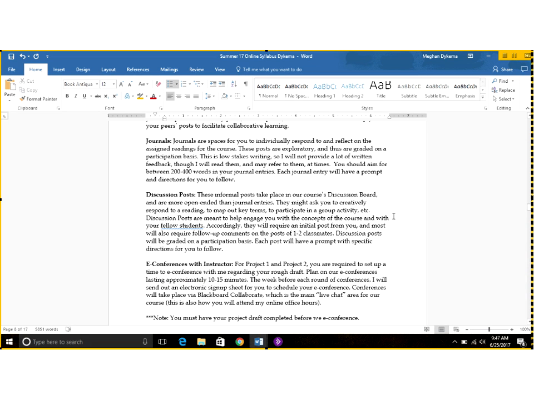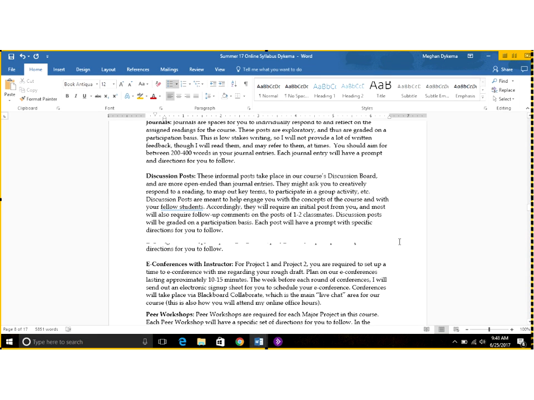Discussion posts are also relatively informal. They're more open-ended than journal entries, and they are public. So they are meant to mimic class discussion. So a lot of times they'll require an initial post from you and then follow-up comments on the posts of one or two classmates. And again, each of these has a prompt with specific directions.